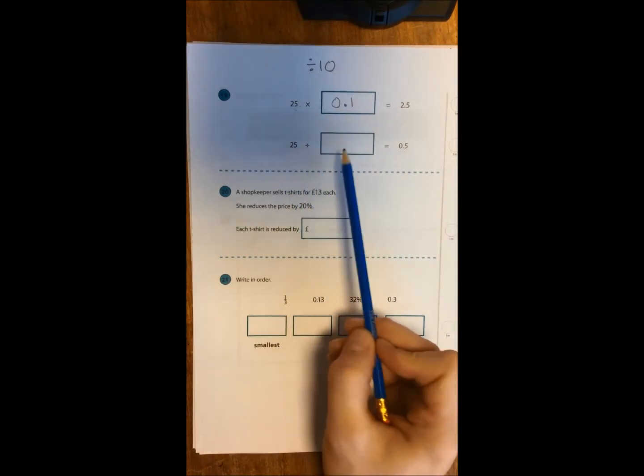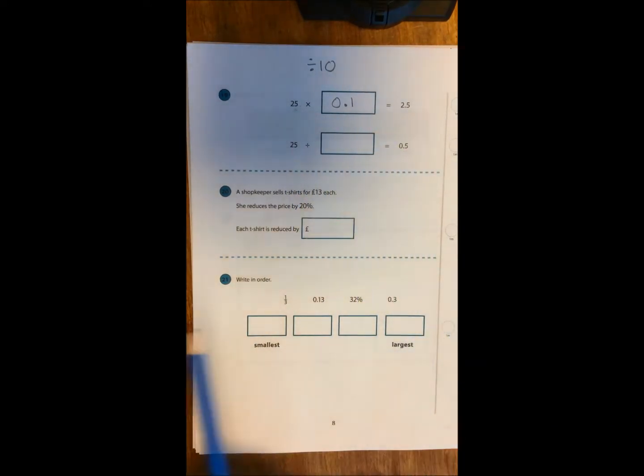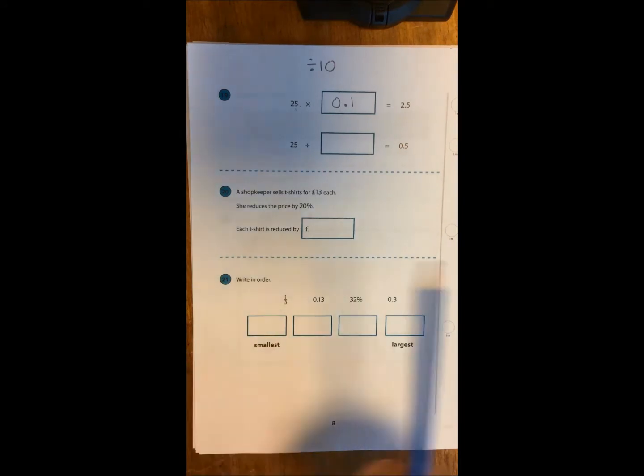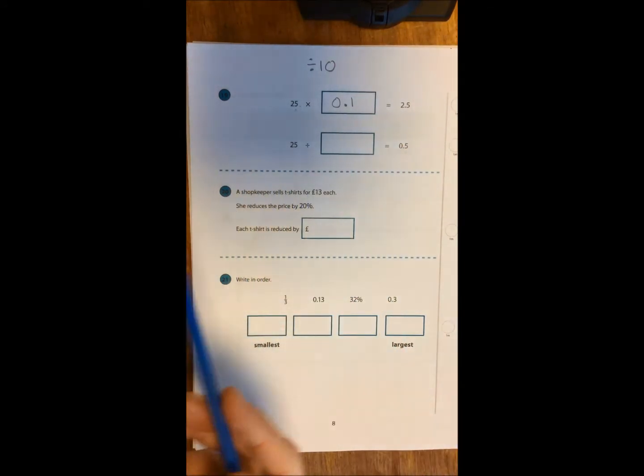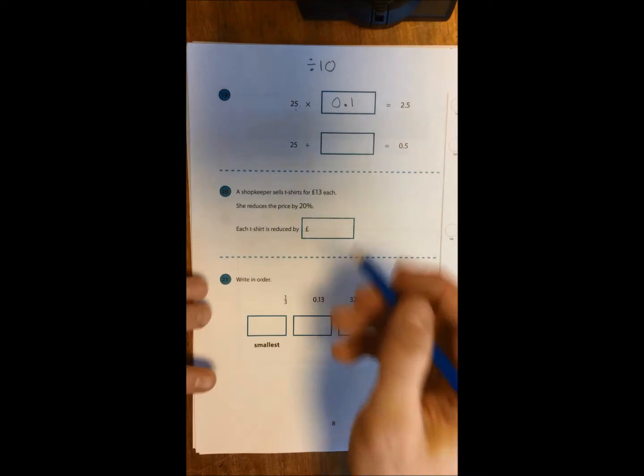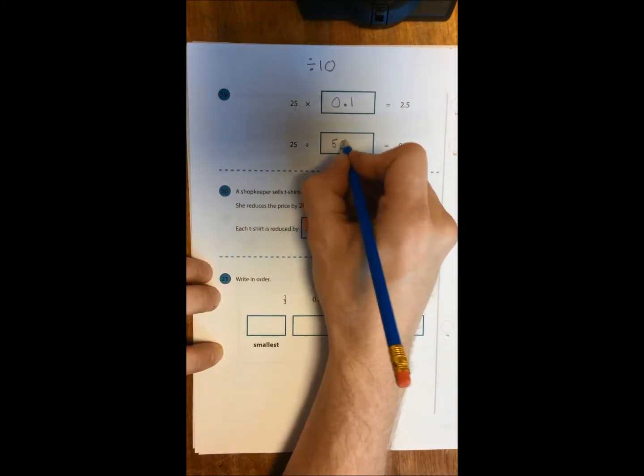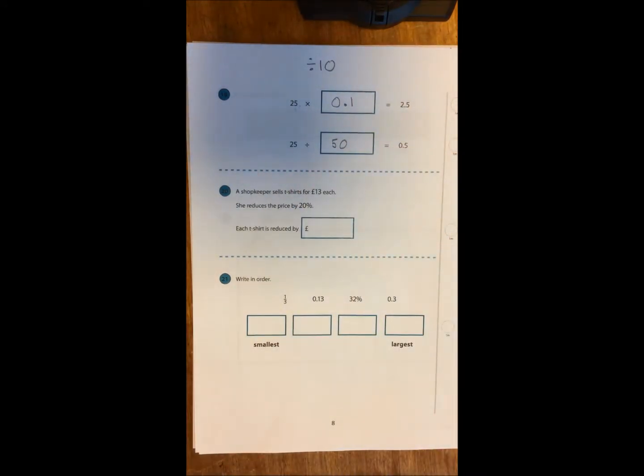Here, 25 divided by something equals a half. So effectively, you've got to think 25 is a half of what? And 25 is a half of 50. 25 divided by 50 gives you an answer of a half, or 0.5.